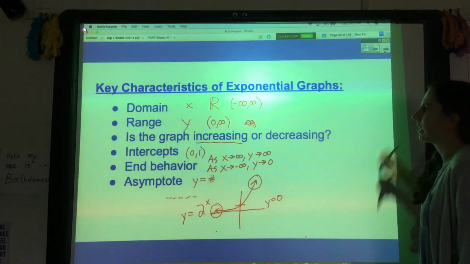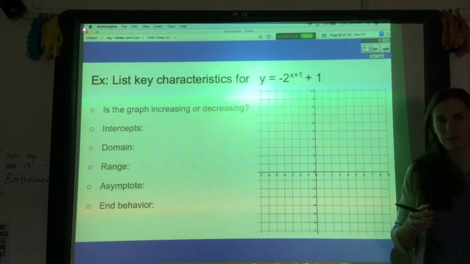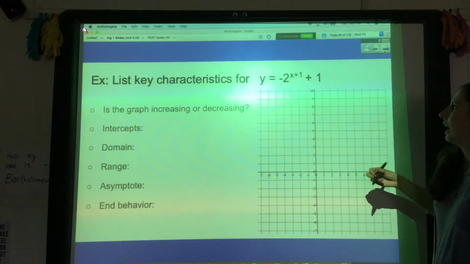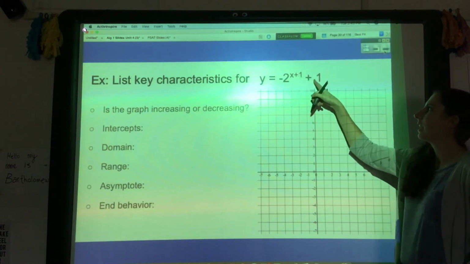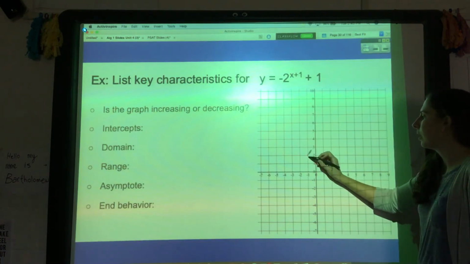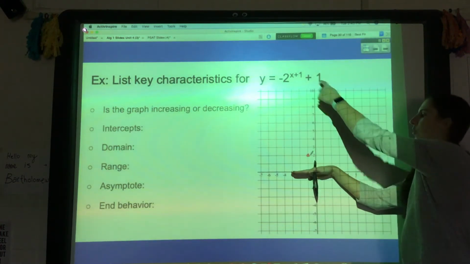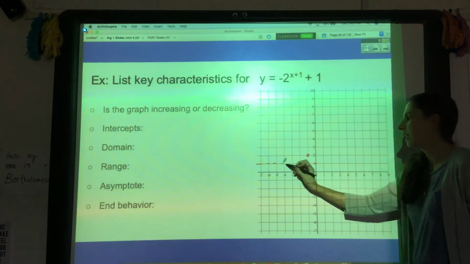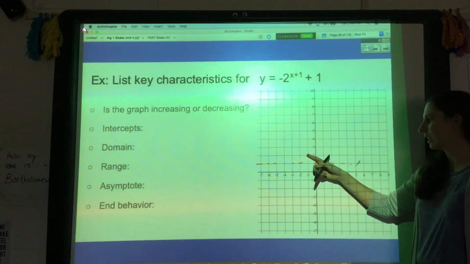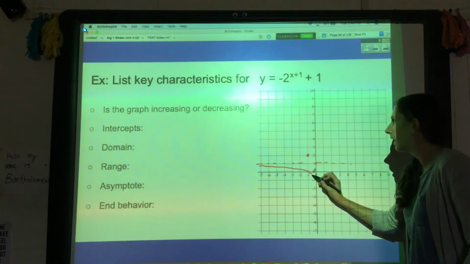Let's try one example here. Instead of that parent graph, let's do this function. You could graph it in your calculator or on Desmos, but we could also graph this by hand. I know that this graph has been shifted left 1 and up 1. So rather than going through the point (0, 1), let's go left 1, up 1. Also, the asymptote, which was at 0, has now been bumped up 1. So here's my asymptote now. And it got flipped upside down, so it actually gets moved down here, and it looks like something like this.